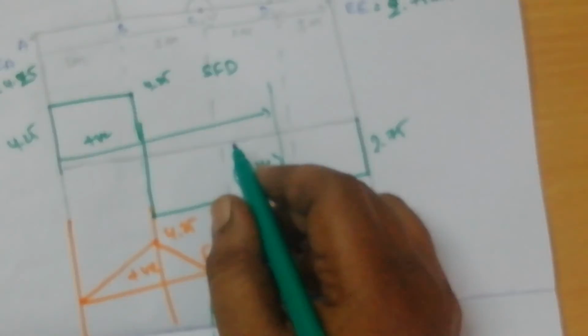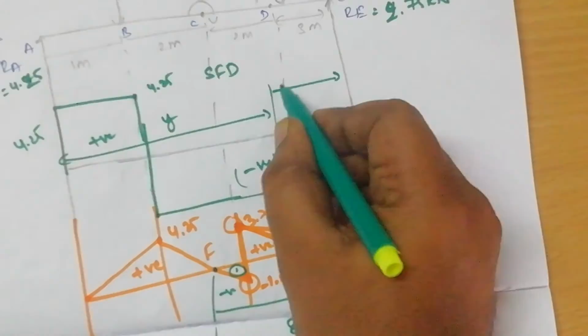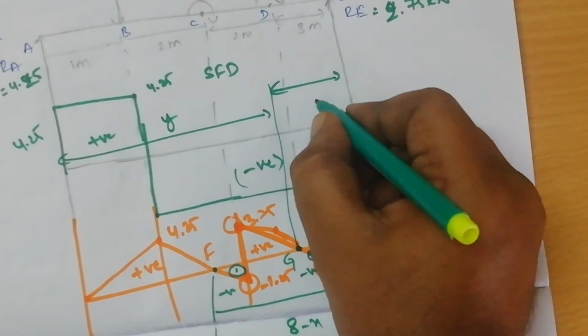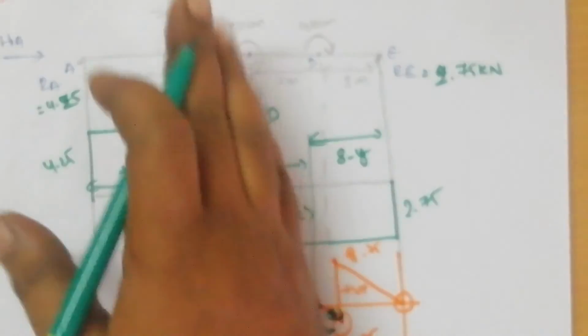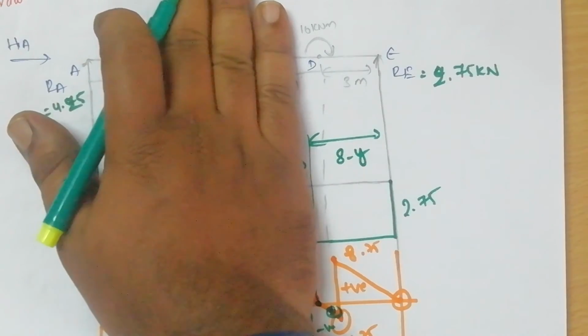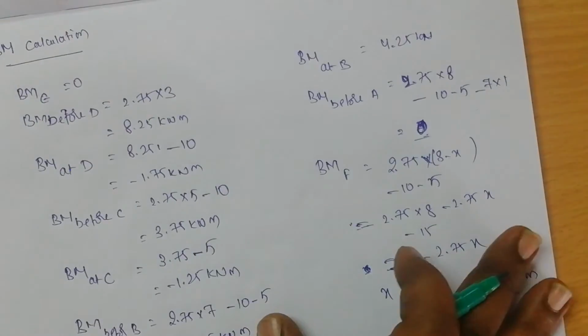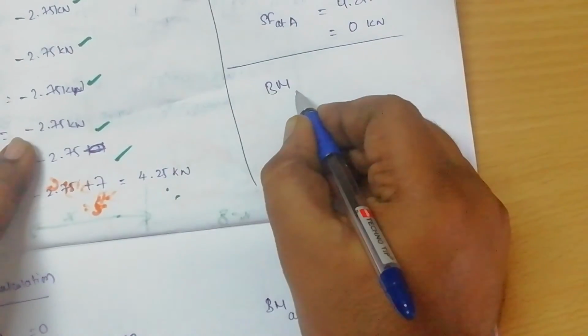Now I will consider this length as y. So this length will be equal to 8 minus y, correct? And here we are having only one load and one moment. Let us take the bending moment at that point. Okay, so let us try to solve this. Bending moment at point G.